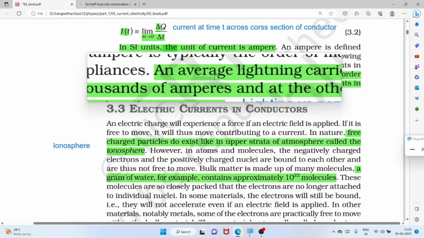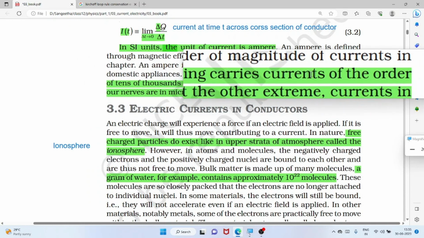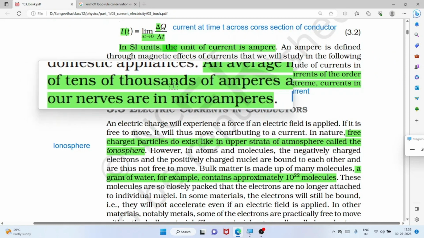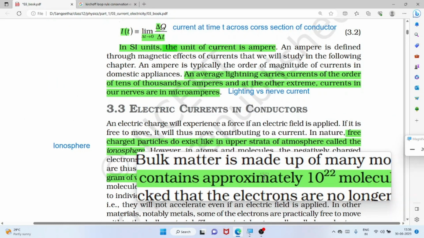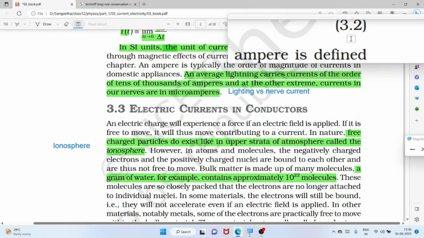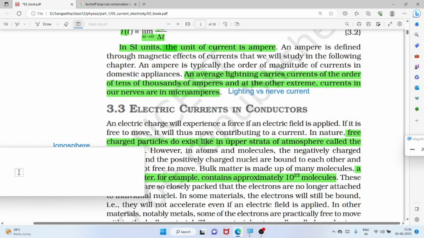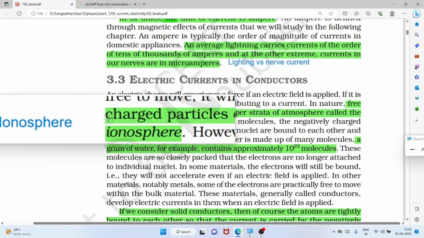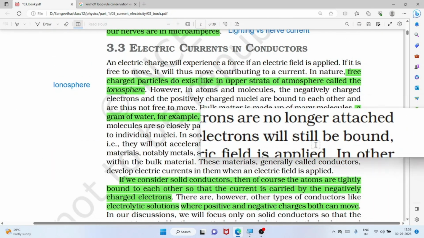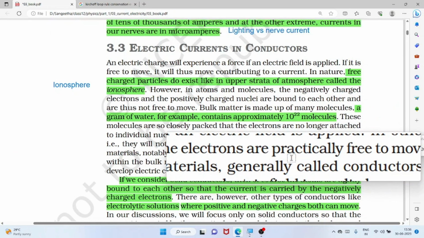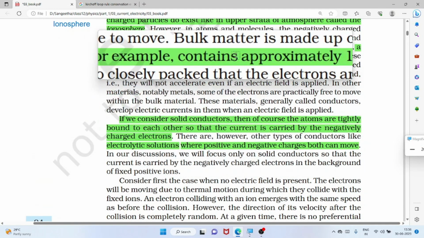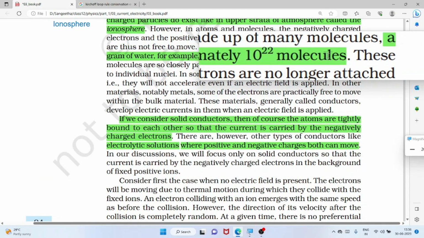Lightning current is of the order of tens of thousands of amperes, but in our nerves the current is in the order of microamperes. The charged particles exist in the upper part of the atmosphere called the ionosphere. One gram of water contains approximately 10 power 22 molecules.